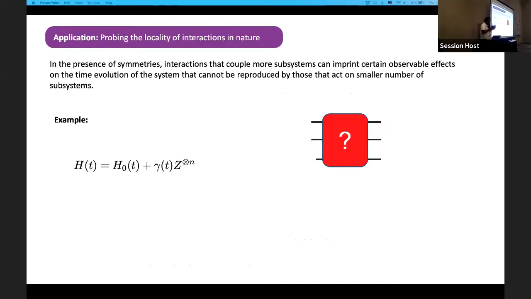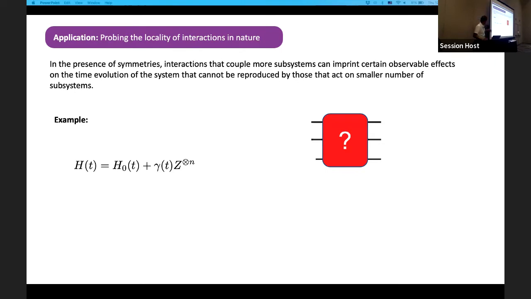Okay, now this observation has an interesting immediate implication. It means that interactions that couple more subsystems together, in the presence of symmetry, have a signature on the time evolution of the system, and in principle, by observing that signature, we can detect those types of interactions. In other words, we can probe the locality of interactions through experiments by just looking for this signature. So in the paper, I introduced a method for how we can detect the signature of these non-local interactions.